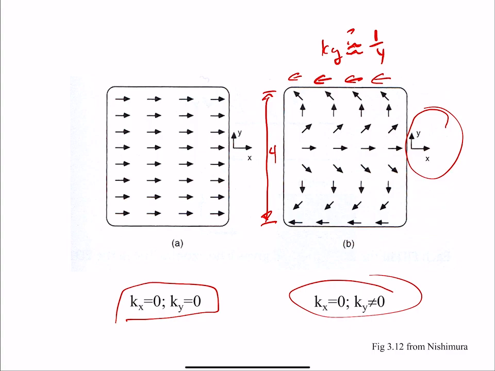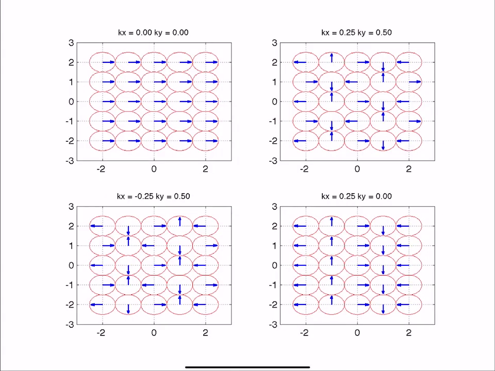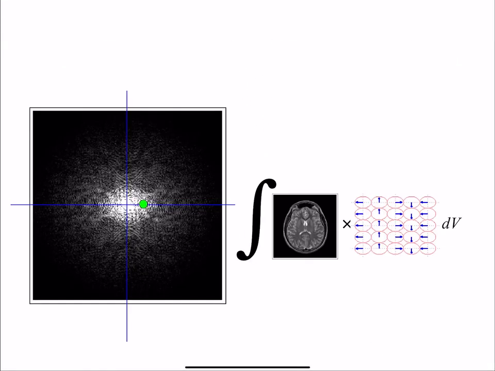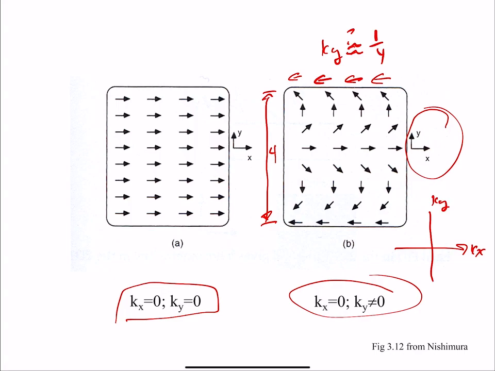But each spatial pattern corresponds to a point in k-space. So this, for example, if I were to draw kx, ky, then that spatial pattern would correspond to a point 0, 1/4. Because kx equals 0, right, and ky equals 1/4. So basically, every point in k-space corresponds to a spatial pattern over all of space.